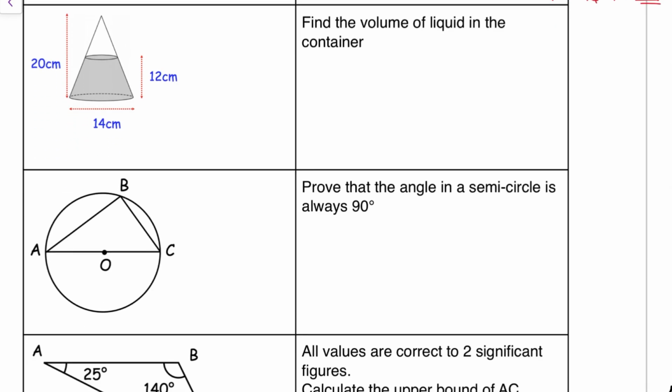Find the volume of the liquid in the container. Now, this is actually quite a clever frustum question, isn't it? The way I'm going to do this is I'm going to find the volume of the whole container, which I'll call the large one, and then take away the volume of the small container, the one at the top that's going away. That's going to leave me with just the liquid at the bottom.